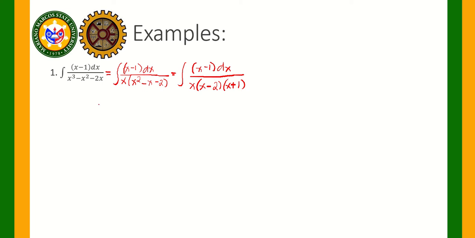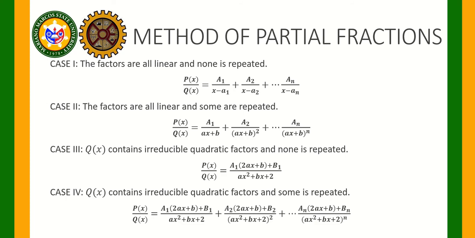Okay? And then from there, we can now proceed to the methods of partial fractions. And anong case yung gagamitin natin? We will use case 1, since all are linear and none is repeated. So this will be, okay, so susunod na gagawin natin is to have x minus 1 all over x times x minus 2 times x plus 1 is equal to, so ang gagawin natin is to follow this one. Okay? So, si a sub 1 over yung first na linear equation natin, and then yung second, and then yung third.